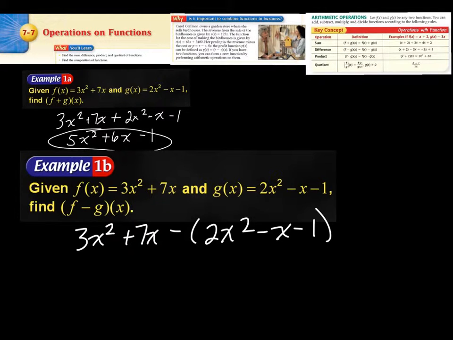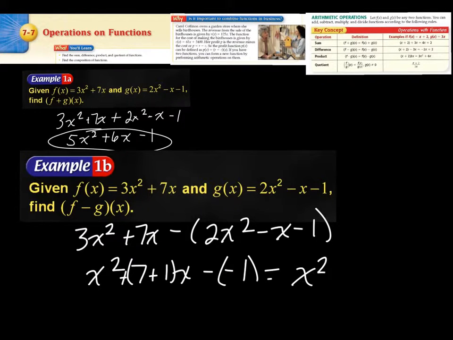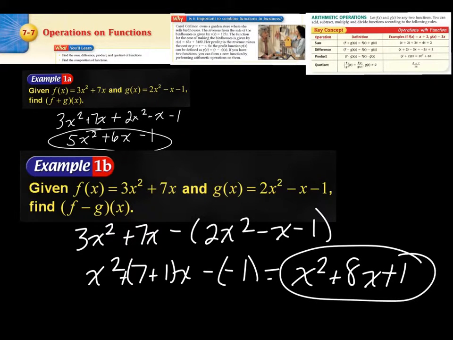Again, we just need to combine our like terms. So 3x squared minus 2x squared would be 1x squared, and we don't normally write the 1. 7x minus negative 1x, 7 minus negative 1 is the same as plus 1. And minus negative 1 is going to be the same as plus 1 also. So we're going to end up with x squared plus 8x plus 1.